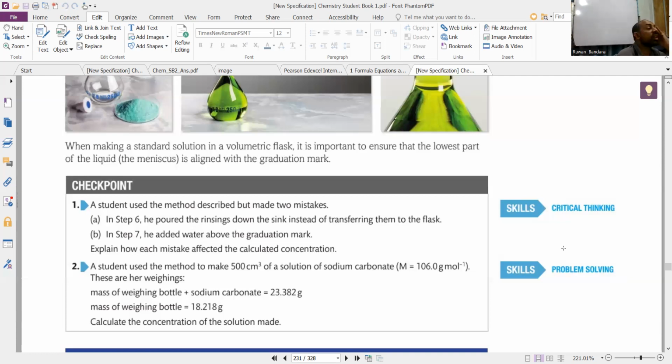He added water above the graduation mark. More water, because then the volume is high, the concentration is decreased. Actual concentration is lesser than the original.